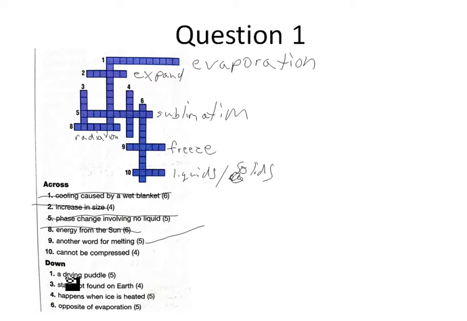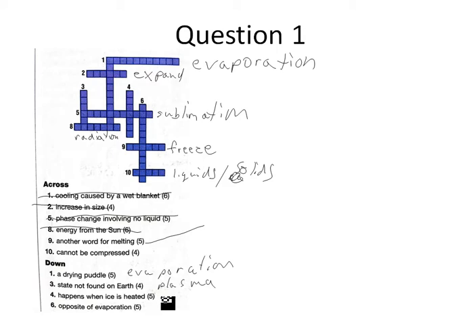Number 1 down, a drying puddle. A drying puddle would be evaporation. Also, maybe state not found on Earth, that's plasma. Happens when ice is heated.